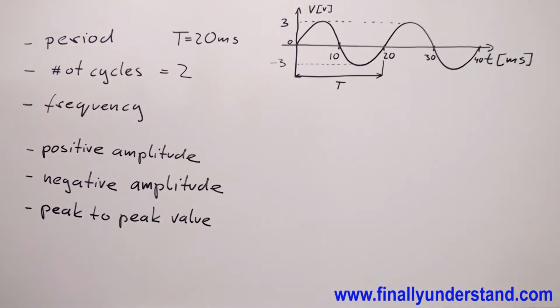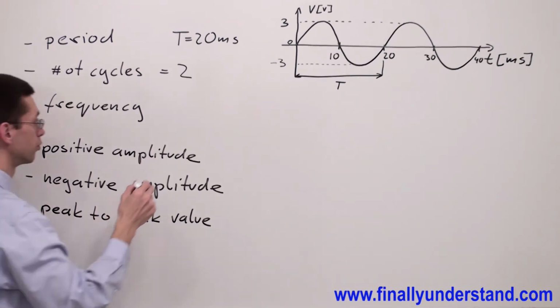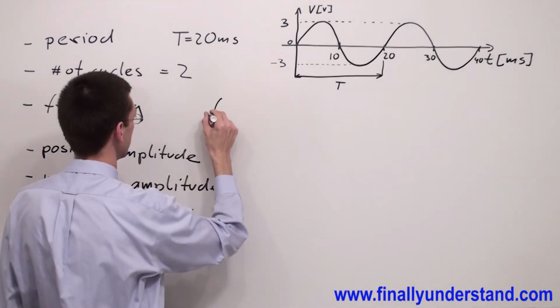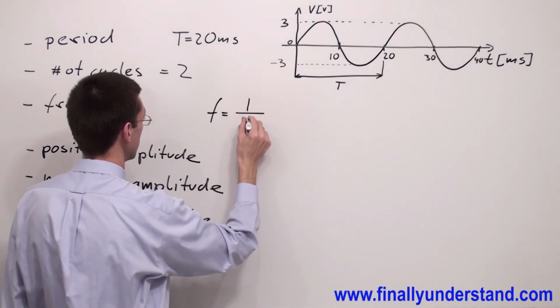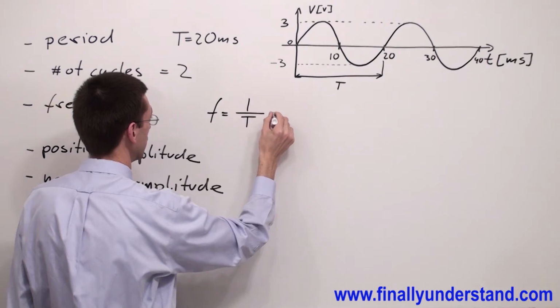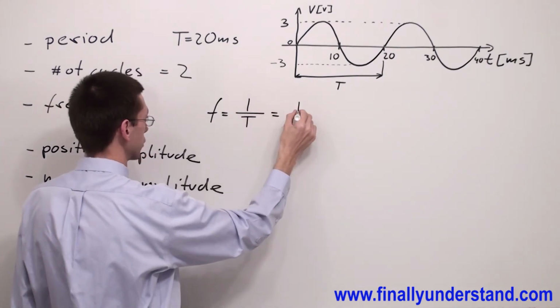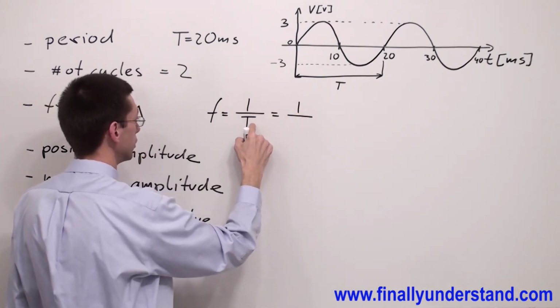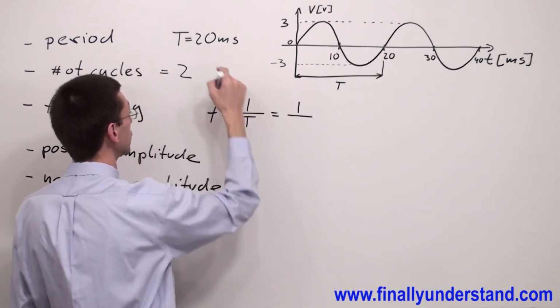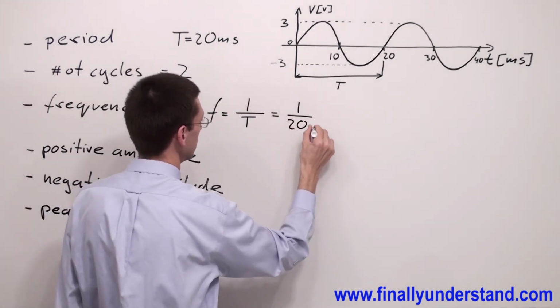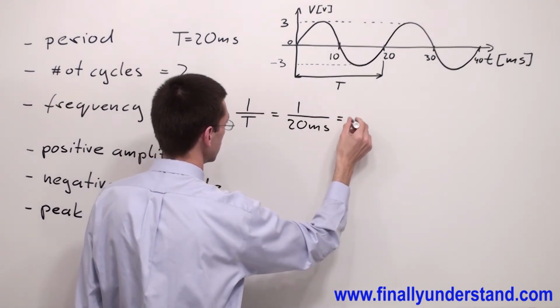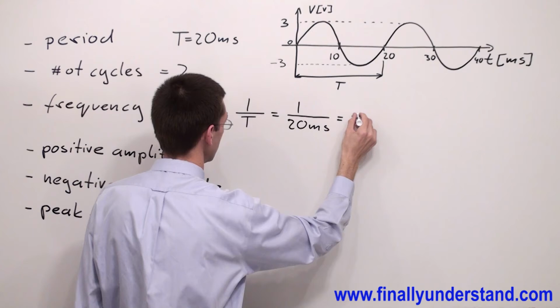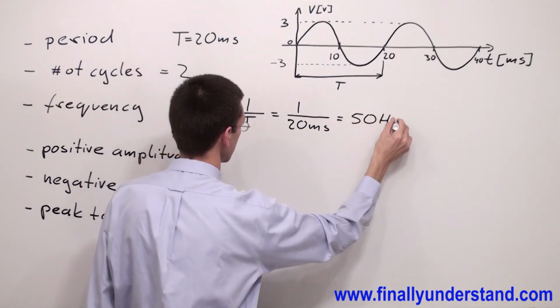I want to find the frequency of this wave. Remember, the formula for frequency says frequency is equal to 1 over period. 1 is my constant, and T is my period, 20 milliseconds. 1 divided by 20 milliseconds is equal to 50 Hertz.